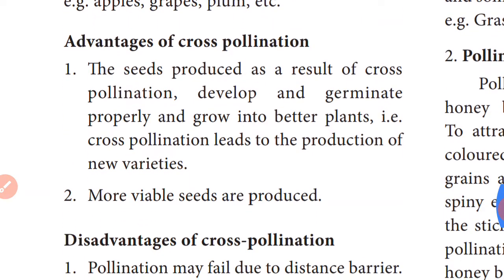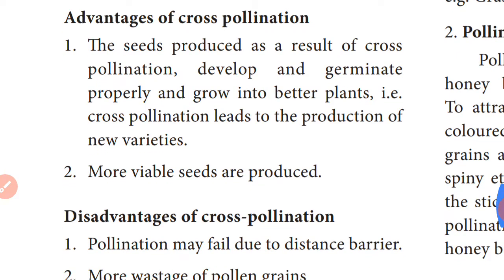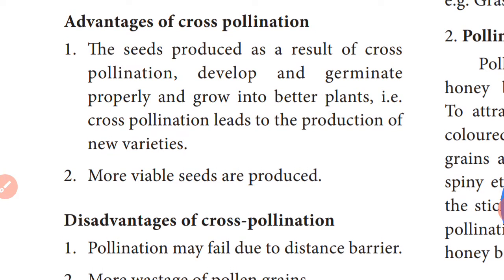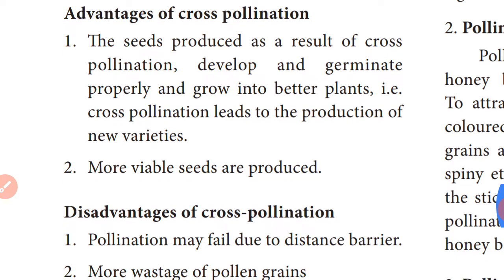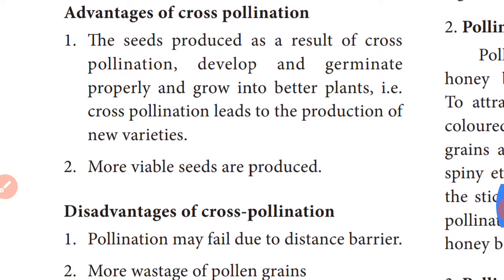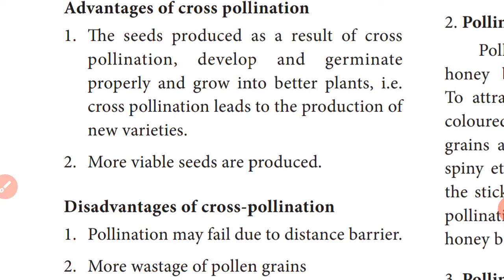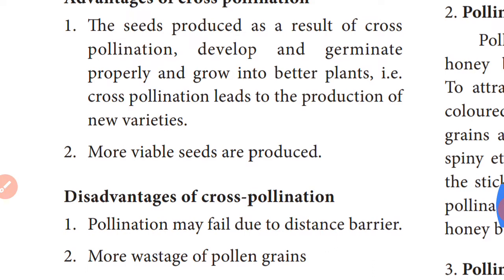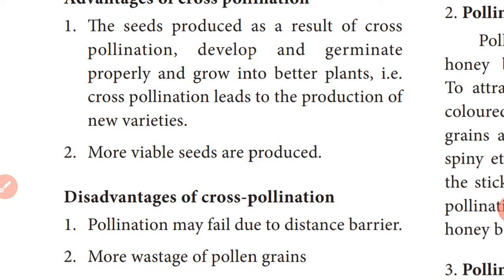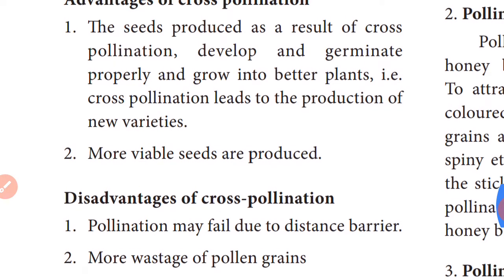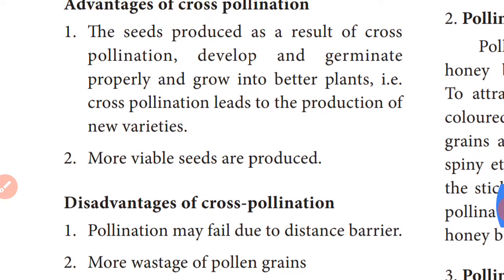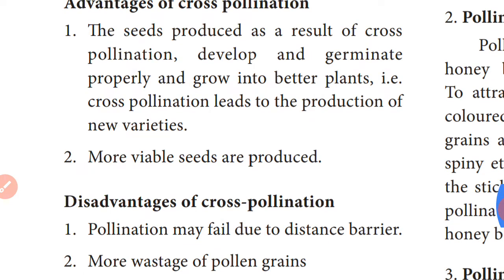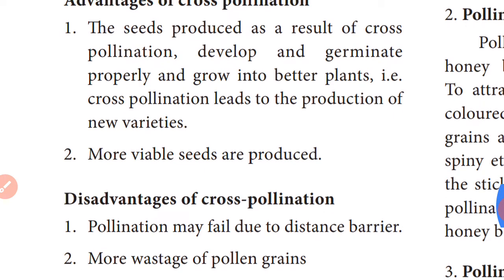So, advantages of cross-pollination. The seeds produced as a result of cross-pollination develop and germinate properly and grow into better plants. Cross-pollination leads to the production of new varieties. Here the male and female gametes are produced from different plants, so new varieties are possible. Next, more viable seeds are produced. In self-pollination the seeds are very few, but as a result of cross-pollination more viable seeds are produced.